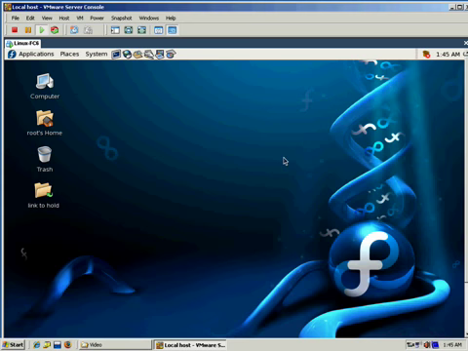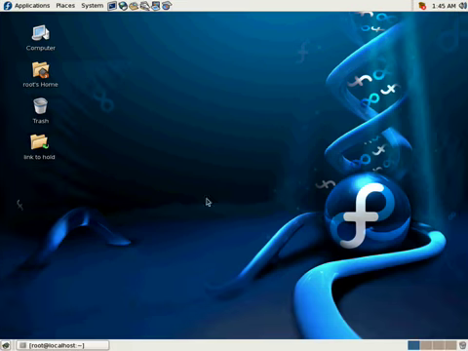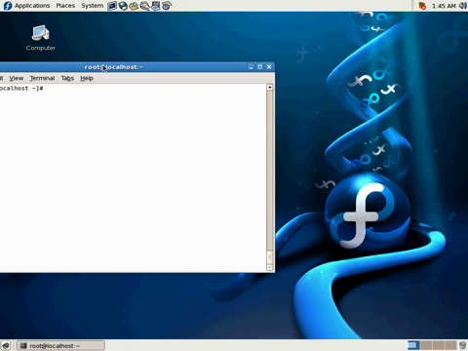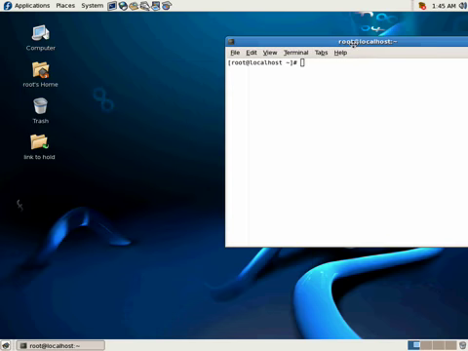Okay, let's take a look at a POSIX permission system, such as is in Linux, Ubuntu, or Fedora. In this case, we'll look at Fedora, one of the free flavors of Linux out there.